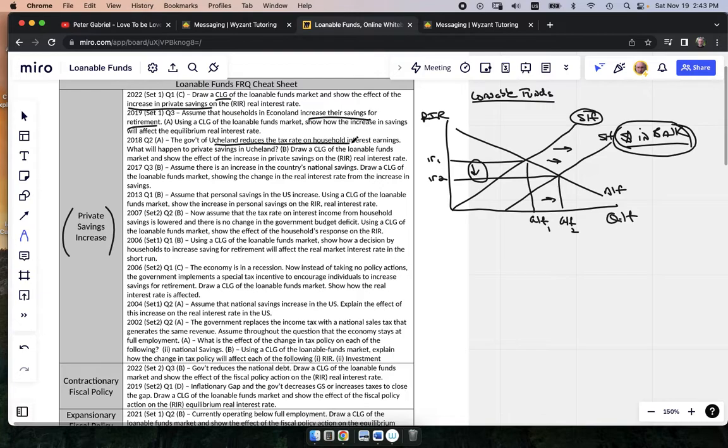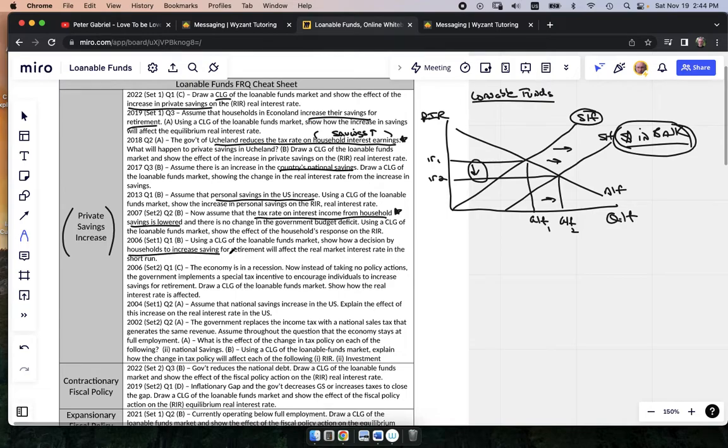But if the government reduces taxes on, well, let's just call them savings, then we could assume that there's going to be more savings. If they're reducing the taxes on what you save, you'll probably save more. That's the understanding. Assume there's an increase in the country's national savings. Well, more money in the banks. Assume that personal savings in the U.S. increases. You see what's going on here. Tax rates on interest income from household savings is lowered. That's a bit of a clearer example than this one up here, but we should understand that those are really the same things going on.